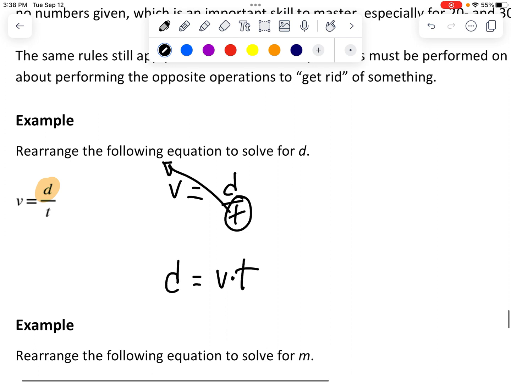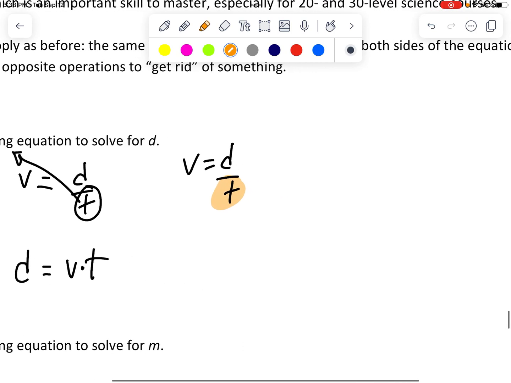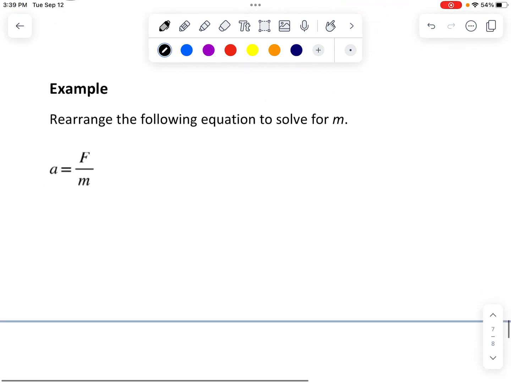If I wanted to solve this formula for T instead, so if I had V equals D over T, if I want to solve for T, I need to first get it in the numerator. So I'm going to take it over here and I'm going to get TV equals D. And then I want to solve for my T, and so I'm going to take my V and it's going to go over here. So T equals D over V. And every time something crosses the equal sign, it goes from the numerator to the denominator.